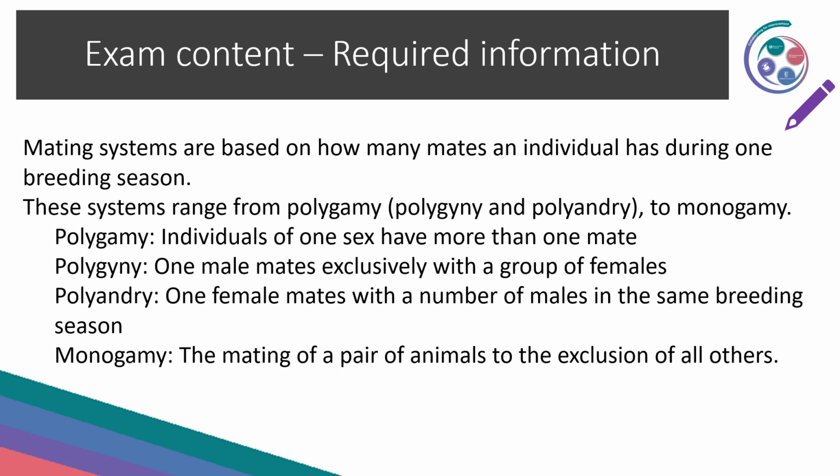Polyandry is when one female mates with a number of males in the same breeding season, trying to increase her chances of reproductive success. And monogamy is probably the one that you're most aware of from everyday life. It is the mating of a pair of animals to the exclusion of all others. This kind of breeding system can be seen commonly in humans in some instances, and it can also be seen in ducks. Ducks are an example of an organism that are monogamous.